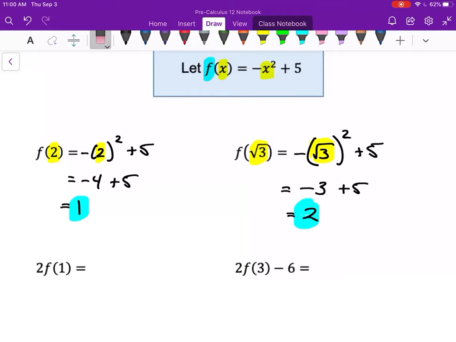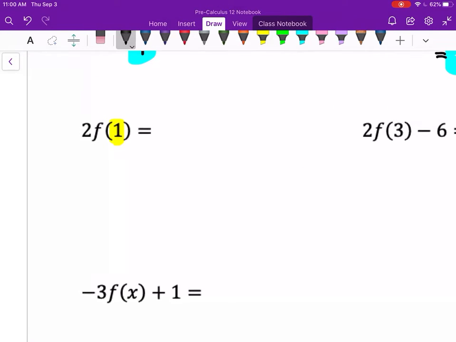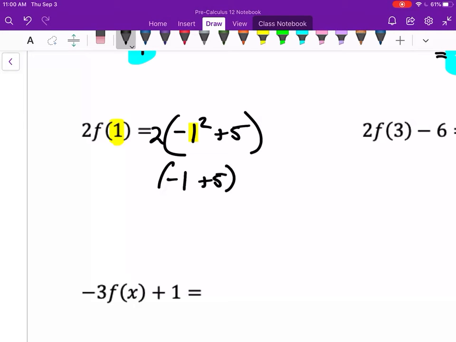And so 2f at 1 literally means put 1 into function f, figure out what that is, and then multiply all that by 2. It's 2f at 1. And so for this, first let me think what f at 1 would be. And that would be negative 1 squared plus 5, and all that's times 2. And so first let's figure out what negative 1 squared plus 5 is. And again, the negative is not being squared, just the 1 is. So it's negative 1 plus 5, all times 2, which is 2 times 4, which is 8.